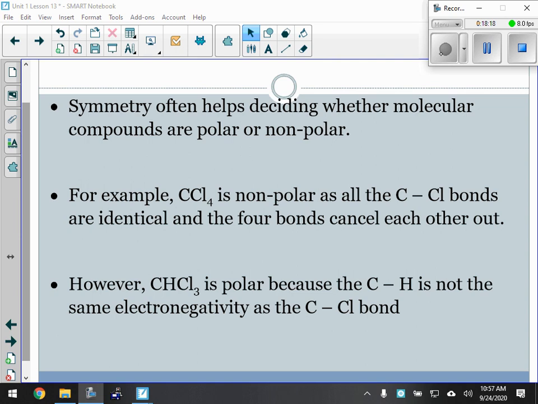So they give us these two examples here. CCl4 is nonpolar because the C to Cl bonds are all identical and they cancel each other out, right? If we have all the same atoms, they all have the same electronegativities. But if we throw one different atom on there, CHCl3, then it becomes polar, because we change the atom, so it's going to have a different electronegativity. We're going to then have, of course, a polar molecule.